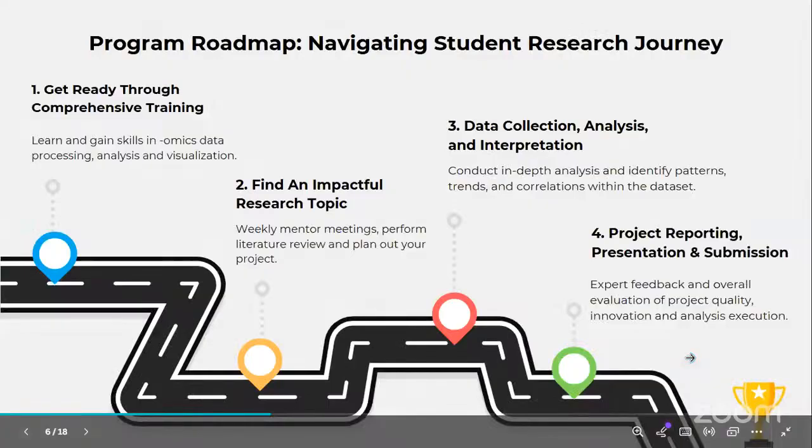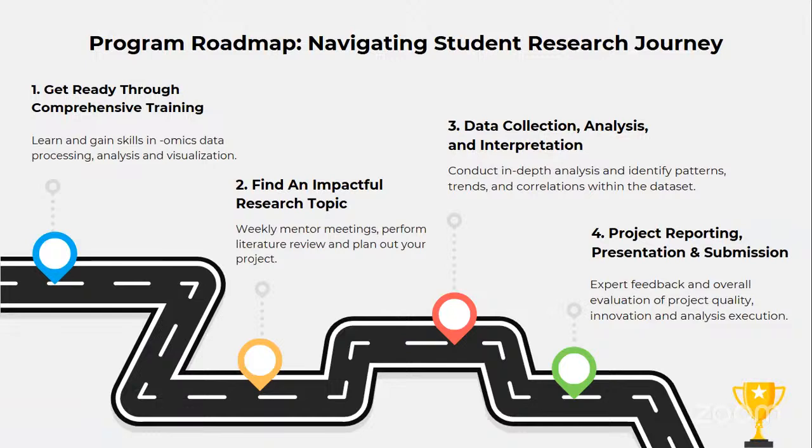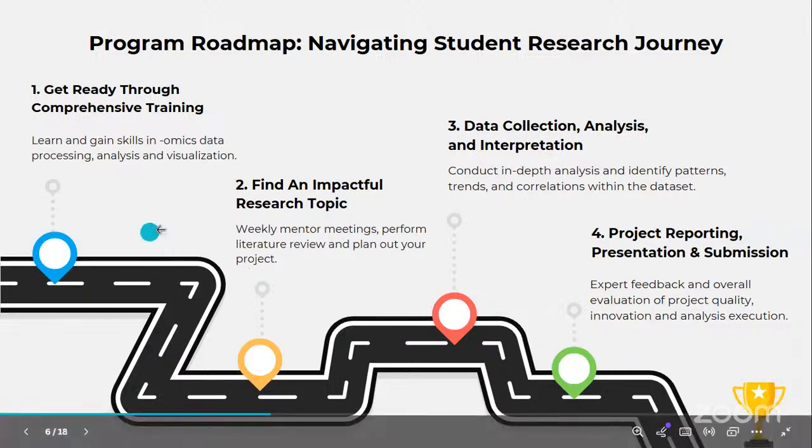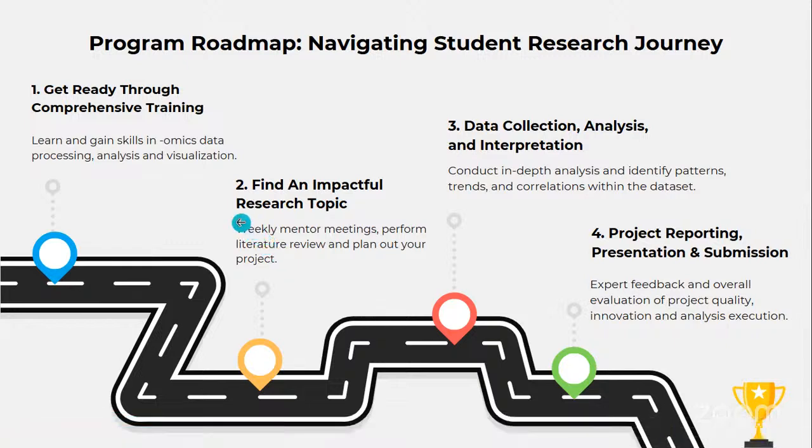Now, on the screen, you can see a program roadmap that clearly outlines the student's journey throughout the program. And as you can see, it begins with the students undergoing a comprehensive training in their chosen field of omics. So this could be genomics or transcriptomics, metagenomics, metabolomics, or even cheminformatics. And the objective here is to help participants build a strong foundation in key skills such as data processing, analysis, and data visualization. Okay.